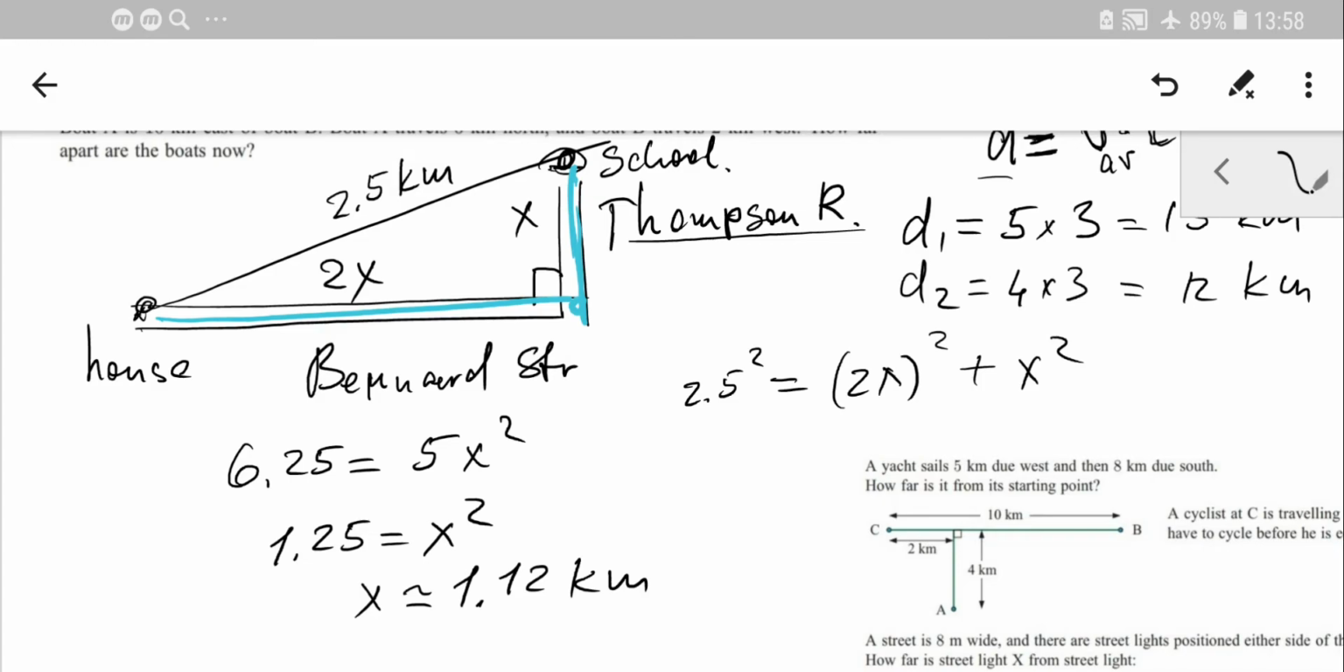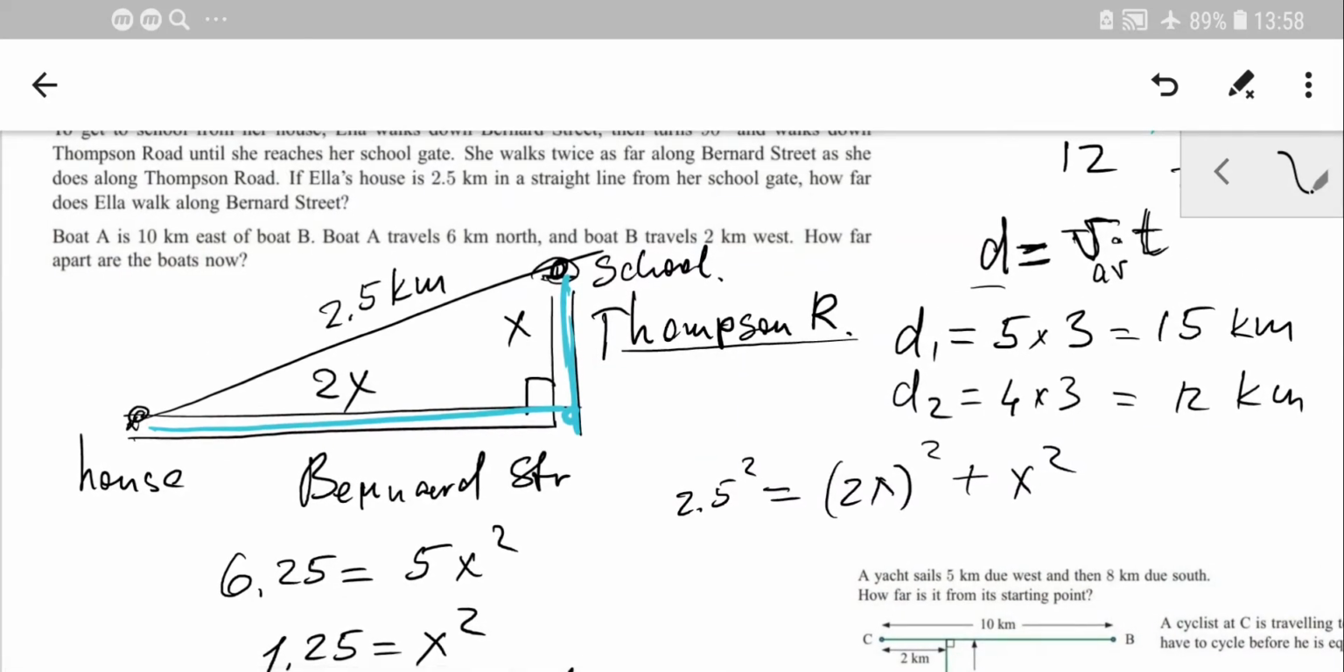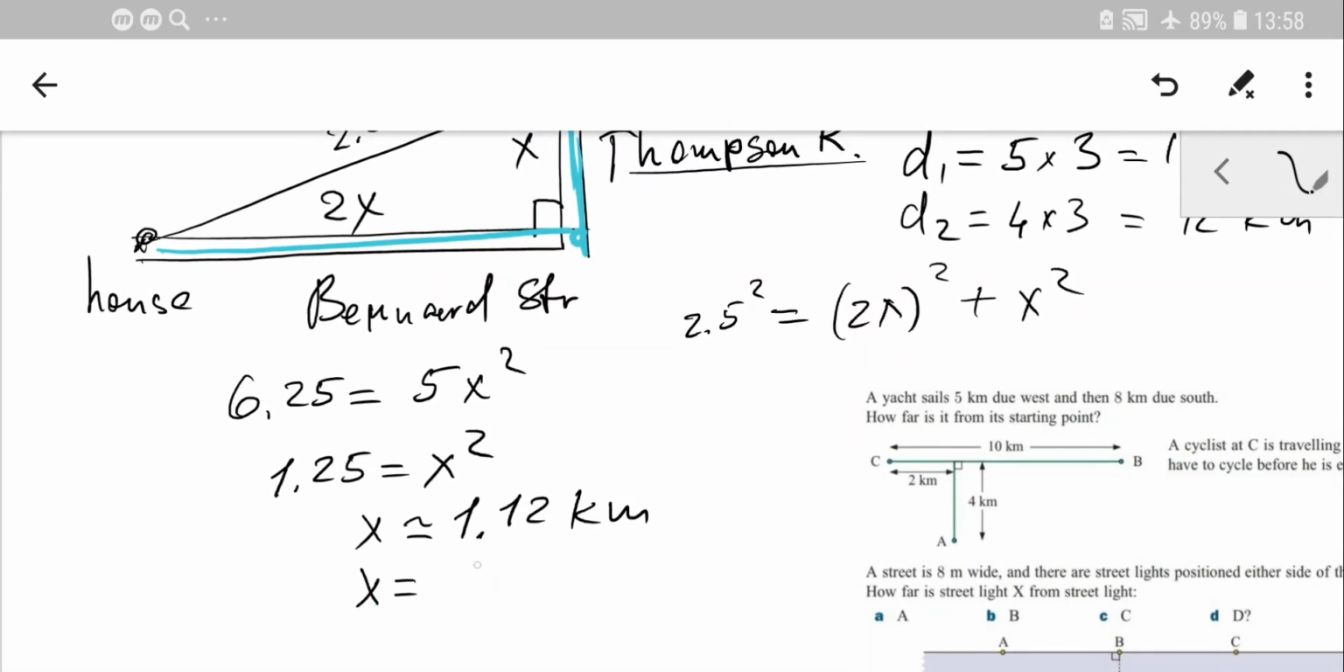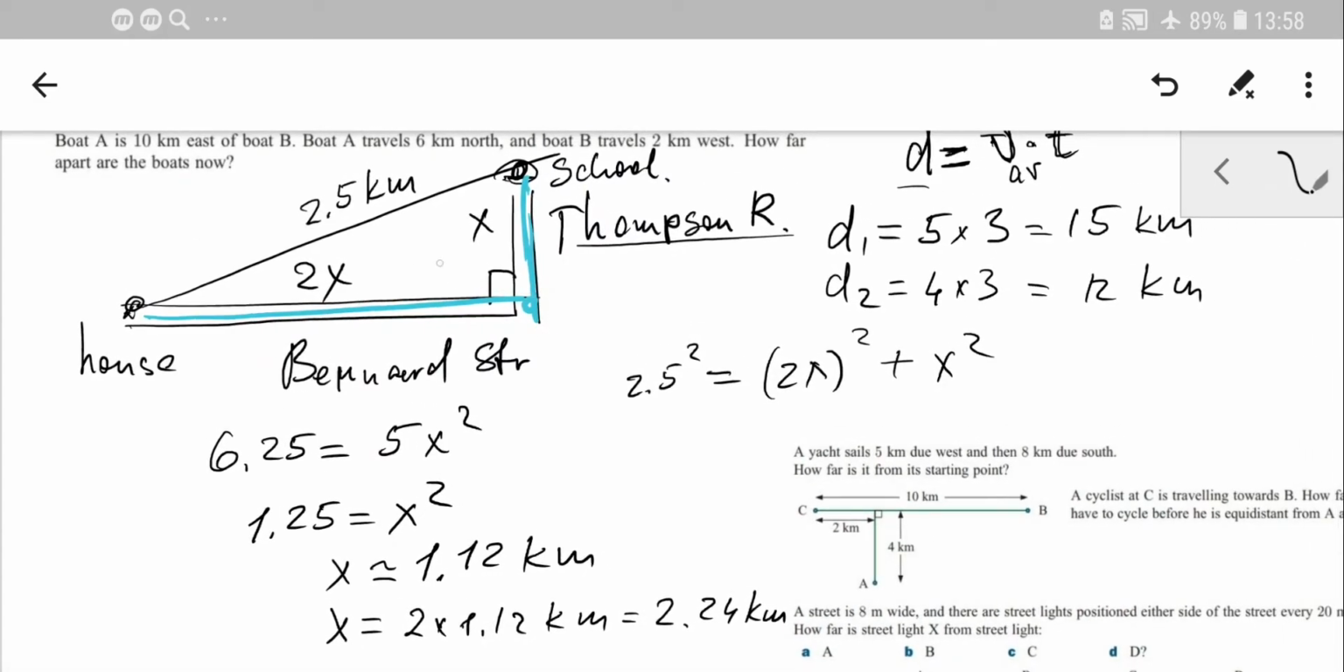So that's Thompson Road, right? But we are supposed to find how far Elle walks along Bernard Street, so we just double this quantity. We'll get 2 times 1.12 km, so we'll get 2.24 km. That's the answer, and that's how we can figure out the distance. You see the link again: we connect Bernard Street with the Thompson Road lines. That's how we can connect two sides basically.